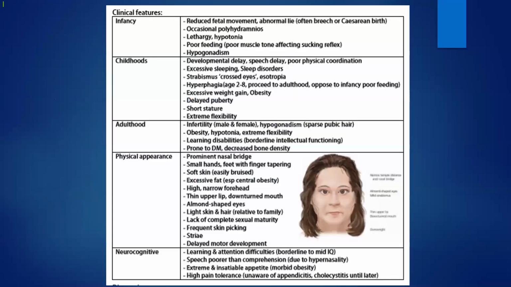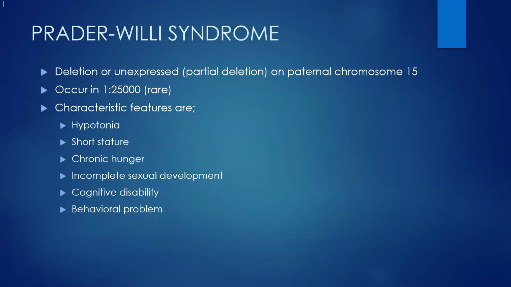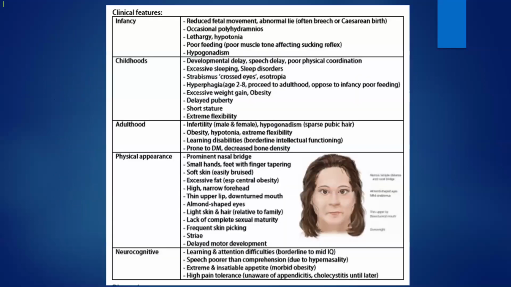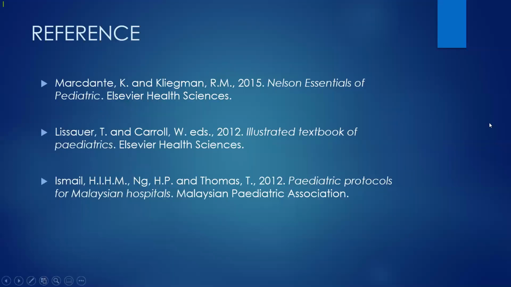Okay, Prader-Willi is usually mentioned together with Angelman syndrome. Do you know what's the difference between Prader-Willi and Angelman syndrome? Usually when people speak about, especially when you talk about the chromosomal bit, Prader-Willi is usually mentioned together with Angelman syndrome. Anyone has any idea?